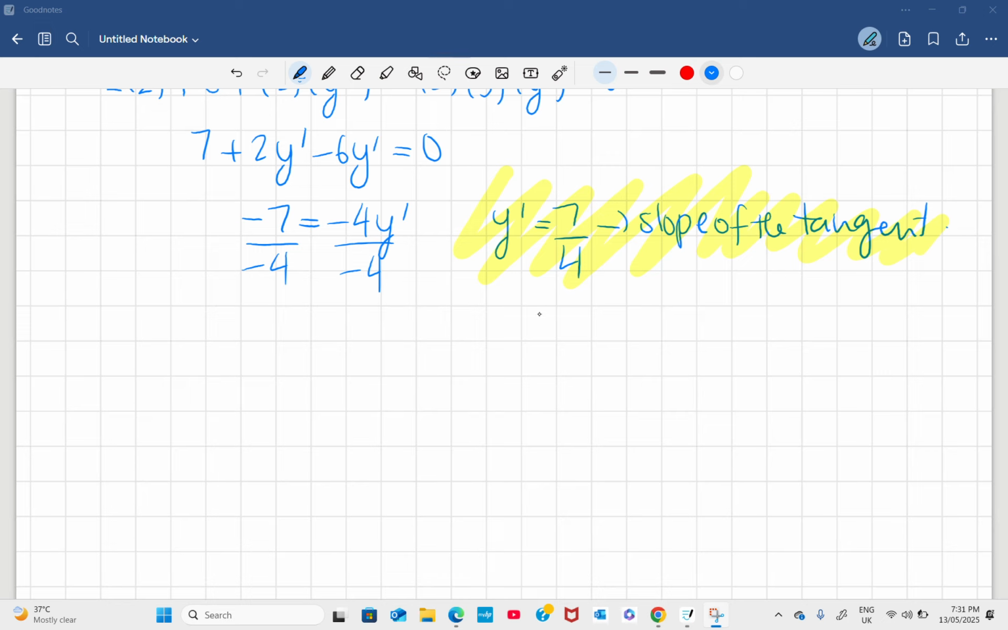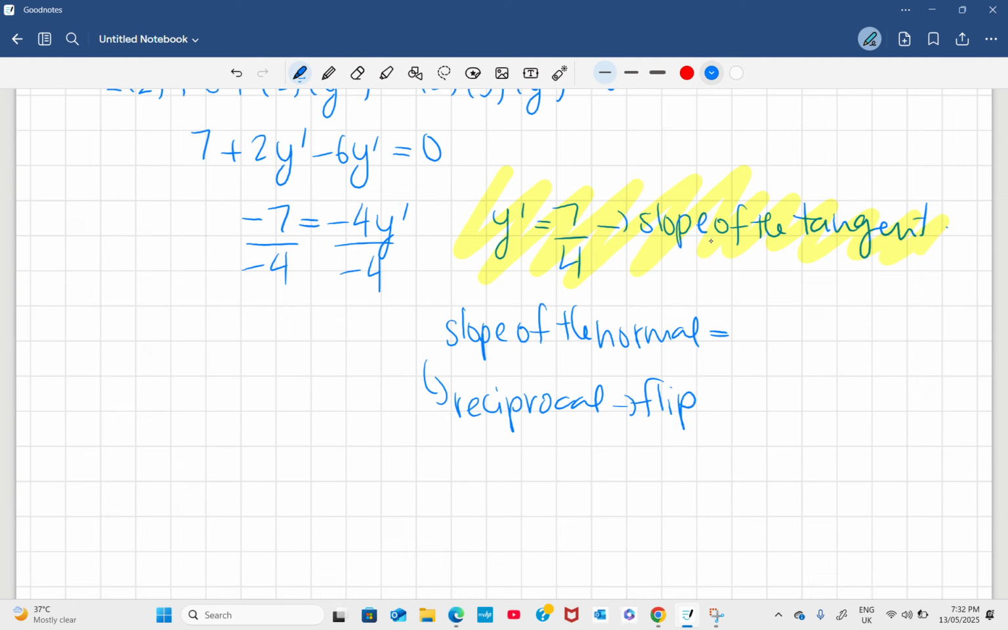Now I need to find the slope of the normal. Normal is the same thing as perpendicular, so don't get confused. To find the normal slope, I'm gonna do the reciprocal, which is just flip the fraction, so it's gonna be 4 over 7, and change the sign, so it's gonna become a negative. So negative 4 over 7 is the slope of the normal line.